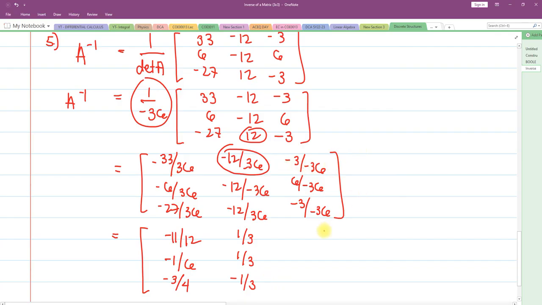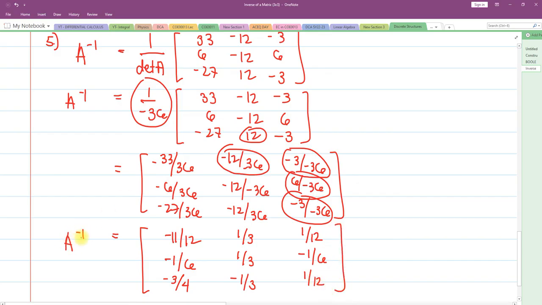So for this one, we have positive. So negative divided by negative, that becomes positive. So that would be 1 all over 12. And this would be negative 1 all over 6. Negative because positive divided by negative. Then lastly, we have what? Negative divided by negative, that would be 1 all over 12. That would be a positive. So this will now be our inverse matrix.